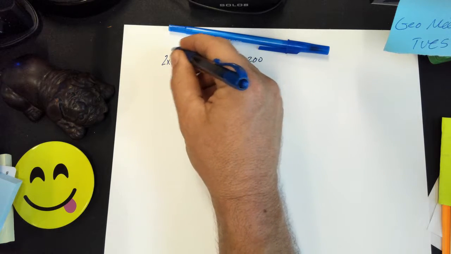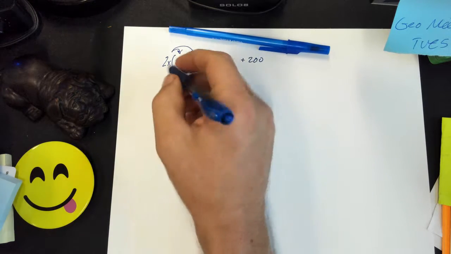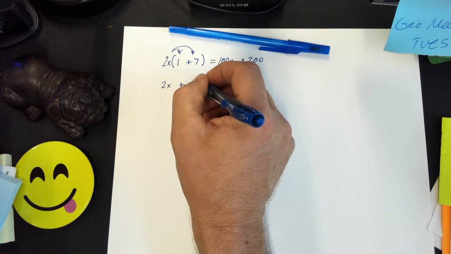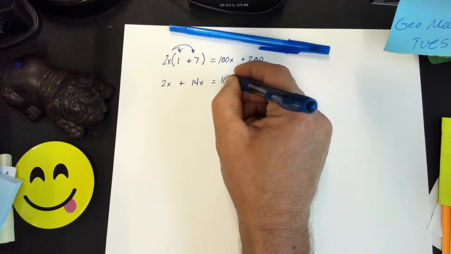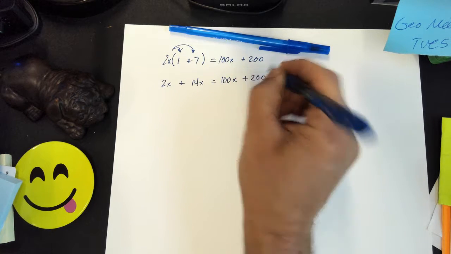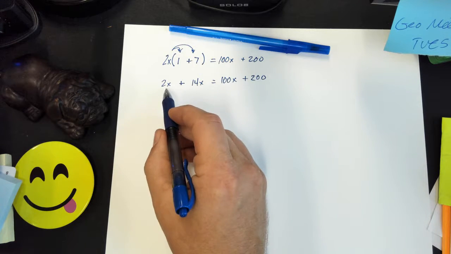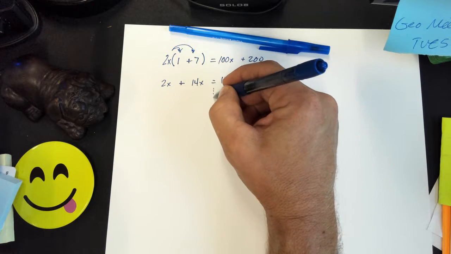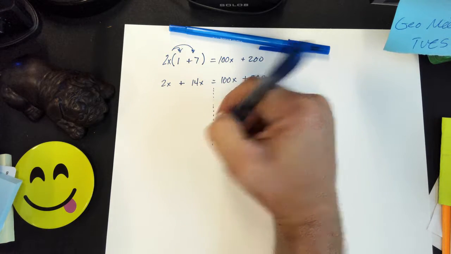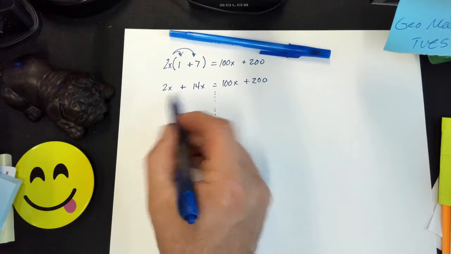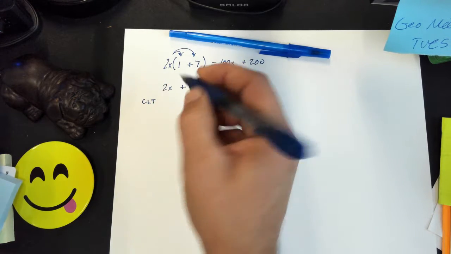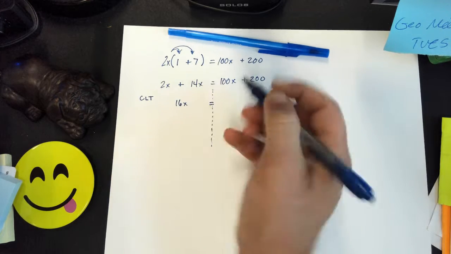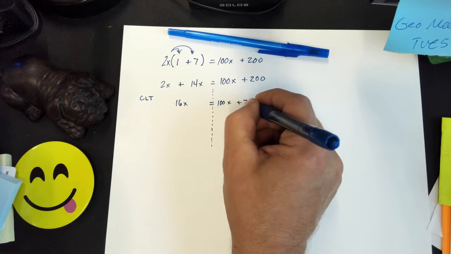Well, you can see an opportunity to distribute here. That's something I'm going to do. 2x plus 14x equals 100x plus 200. Now this is interesting. When we combine these like terms, you'll notice they're on the same side of this equal sign, which once again, some people like to draw kind of a wall between them. It's not necessary, but it might help you keep track. If they're on the same side, when we combine like terms, there's no opposites. They just simply go together. So that's 16x equals 100x plus 200.